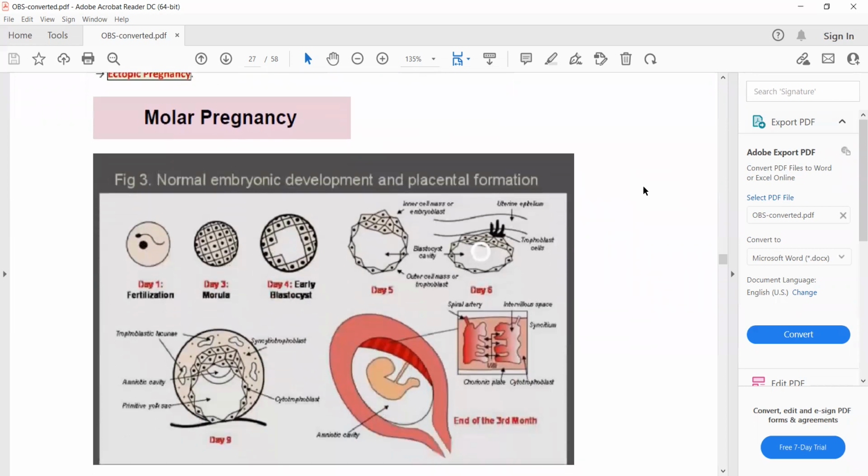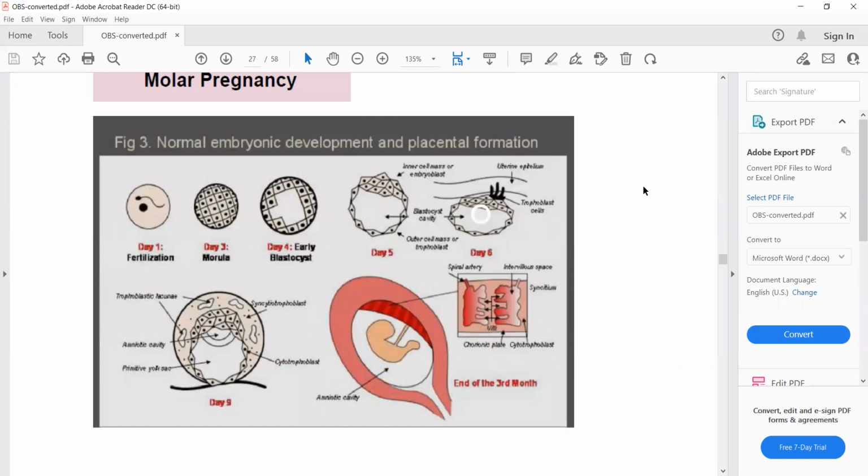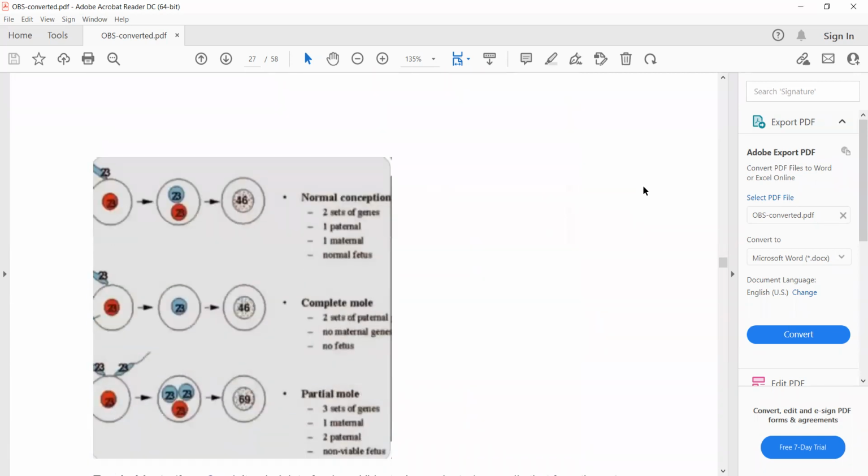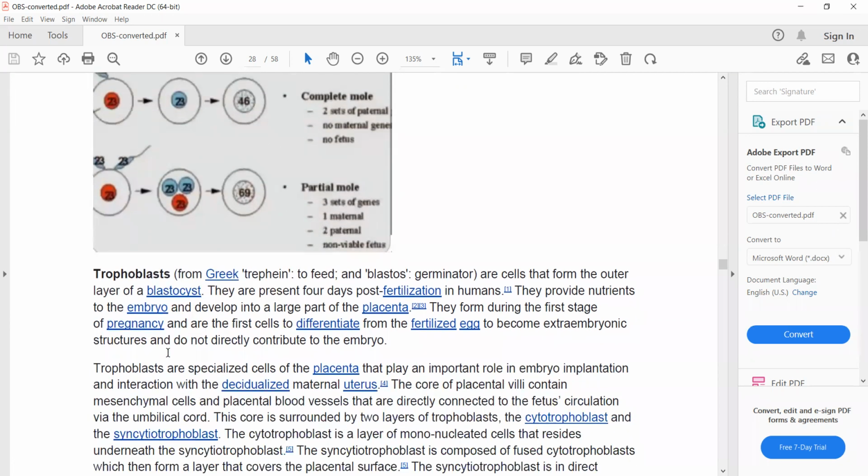So our next topic is molar pregnancy. Molar pregnancy or gestational trophoblastic disease. Trophoblast, remember that there are two parts of the placenta. One is the fetal part of the placenta and one is the maternal part of the placenta. The fetal part of the placenta is formed by the trophoblastic cells. And the maternal part of the placenta will be formed by the decidual cells or chorionic villi.